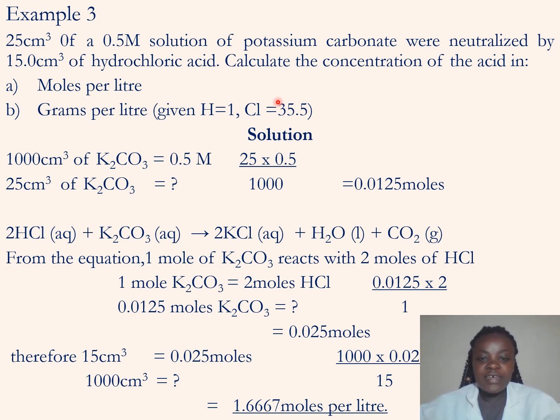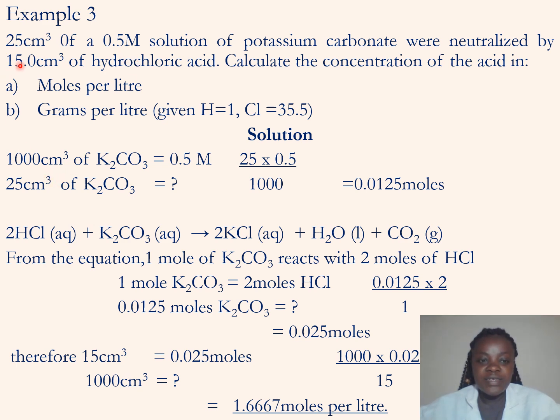So the first thing, we get the number of moles of potassium carbonate. Since we are given the volume and the concentration, we can find the number of moles. So 1000 centimeters cubed of potassium carbonate is equal to 0.5 molar. That is the concentration that we are using.